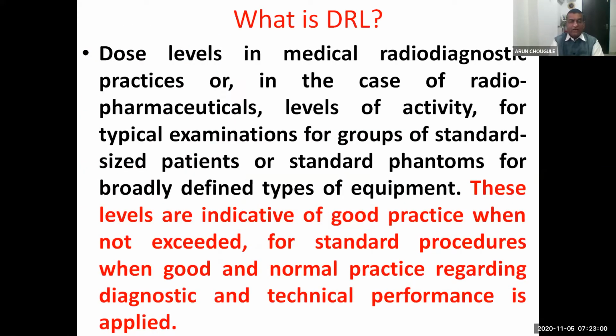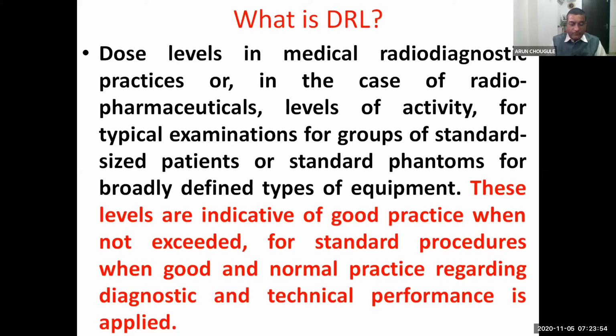So what are these DRLs, or diagnostic reference levels? Those are levels in medical radiodiagnostic practices. They are not applied to therapeutic procedures, because in therapy the patient is benefited by the dose treatment. In the case of radiopharmaceuticals and nuclear medicine, they are levels of activity for typical examinations, for example, lumbar spine, fluoroscopy, or CT, for a group of standard size patients, meaning adults of 60 to 80 kg, or different ways. If they are pediatric patients, age groups up to 1 year, 1 to 5 years, 5 to 10 years, 10 to 15, or by weight. So these levels are indicative of good practice when not exceeded.